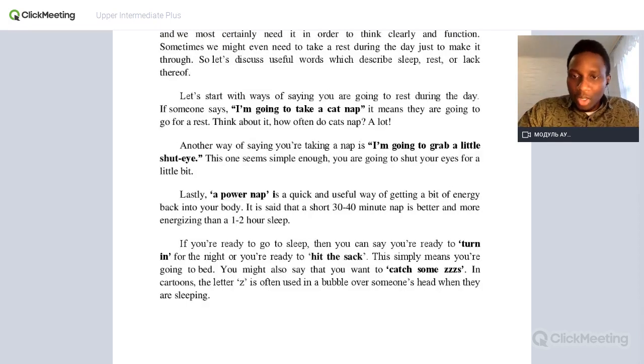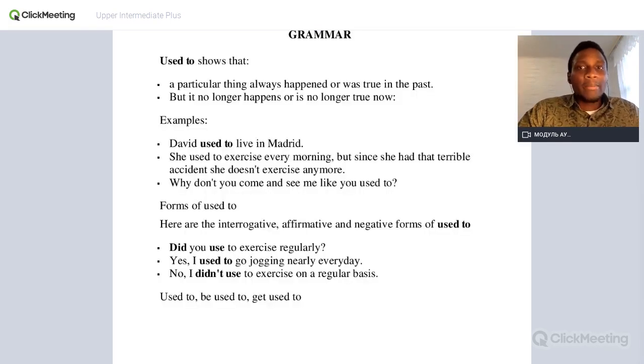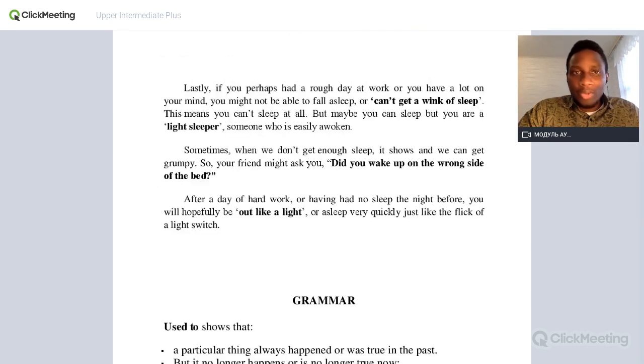Now we're going to go to page 5, and we're going to look at a few words. Lastly, when you've had a rough day at work, or you have a lot on your mind, because there are periods in our life when we experience things like this, you might not be able to fall asleep, or you can't get a wink of sleep, meaning it's difficult for you to sleep, or you can't sleep at all.